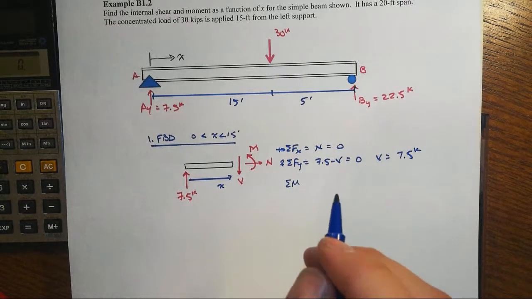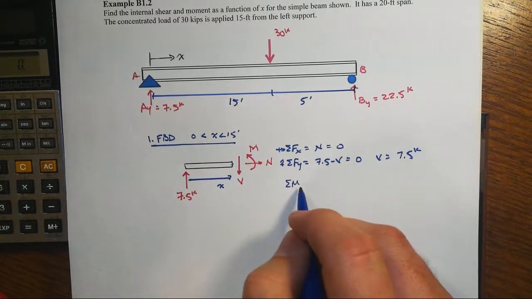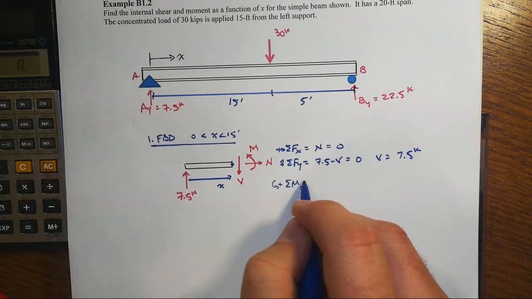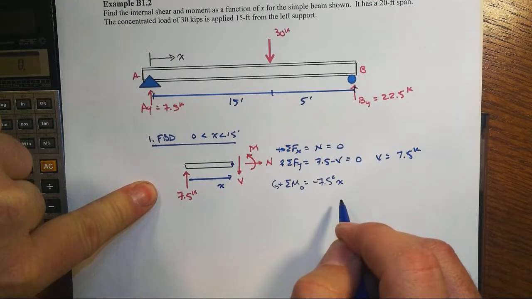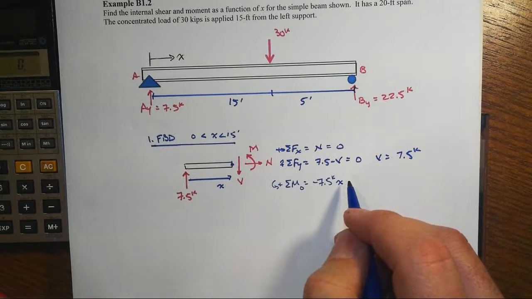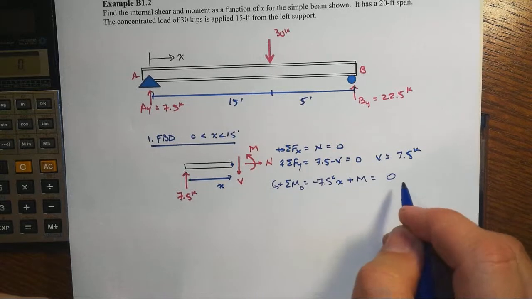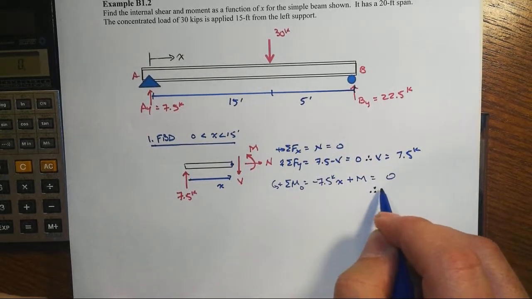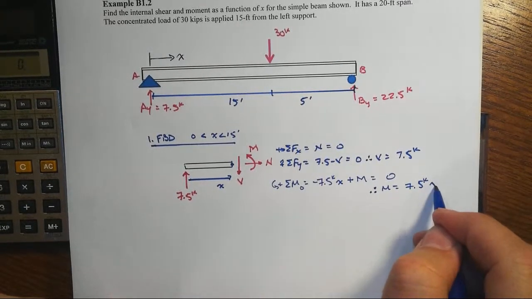Let's now sum moments. I like to sum moments about the point in question. I'm going to call that point O for the heck of it. Take counterclockwise positive. So I'll have minus 7.5 kips times x. There's your moment arm in there. The V goes through that point. The N goes through that point. And then plus M, and that's equal to 0, and therefore our M is going to be equal to a positive 7.5 kips times x.